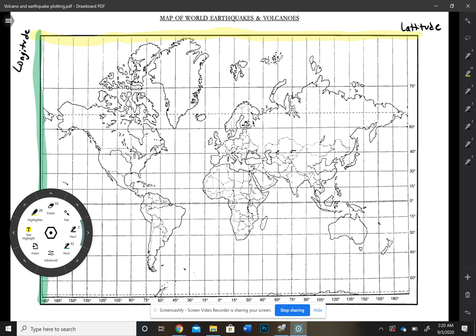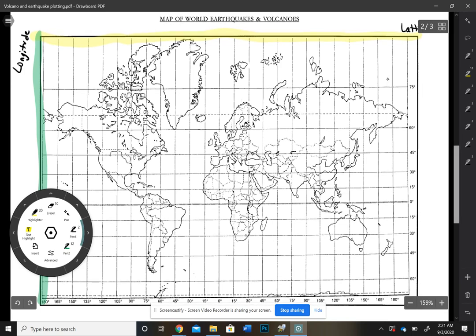Okay, did we finish reading the introduction? The goal of this investigation is to map the locations of these tectonic events to see what relationships can be deduced. Materials. We need the world map, which is in front of us right now, and 2 colored pencils. Using a world map and 2 different colored pencils, plot the location of each earthquake in 1 color and each volcano in another color.